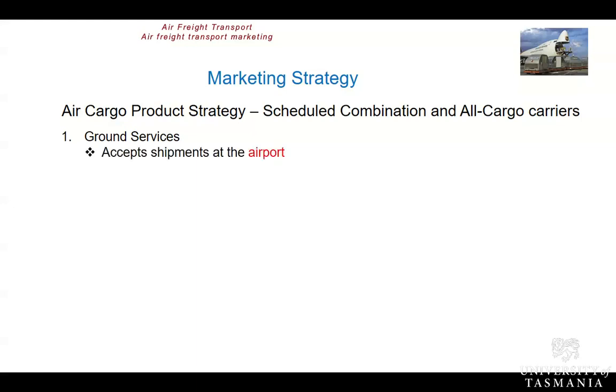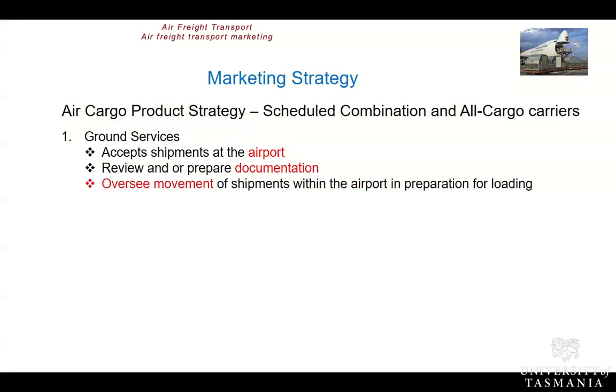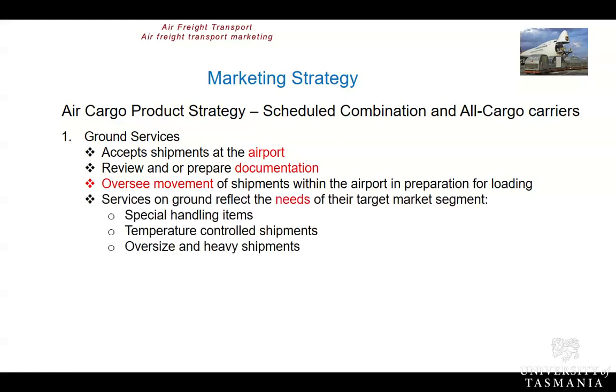an all-cargo carrier are going to be things associated with accepting shipments at the airport. They will be in a position where they need to review and prepare documentation. They've also got to oversee movements at the airport in preparation for loading. Now, depending on your customer market, will depend on the type of equipment that you have at the airport to service those customers. So if your customers have special handling items, then the type of equipment and processes that you have at the airport have got to reflect that.